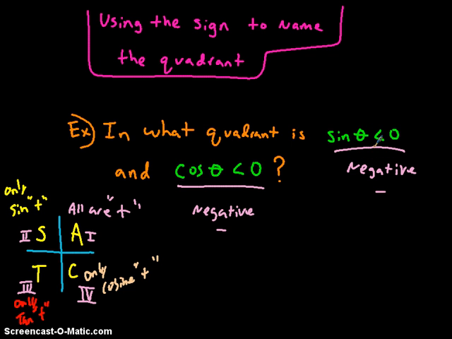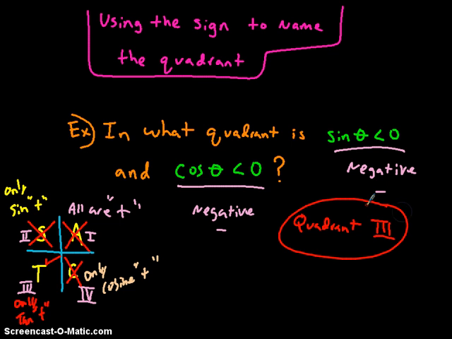So I can rule out 2 places right now. It couldn't be in quadrant 1 because all of them are positive there. And it couldn't be in quadrant 2 because sine is positive there. The next restriction is cosine must also be negative. But cosine cannot be negative here. So the only place it could be is here. So the answer to this problem is quadrant 3. And that's it.